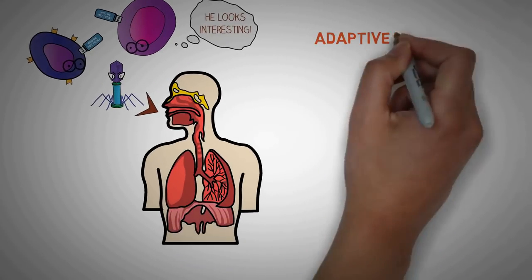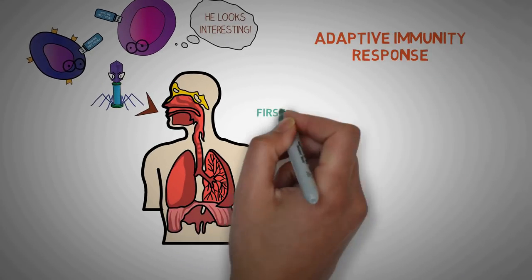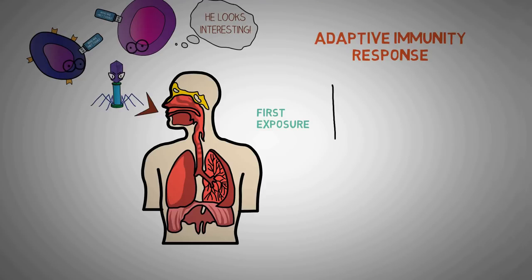So if we draw the first response of the adaptive immune system on a graph, it would look something like this.